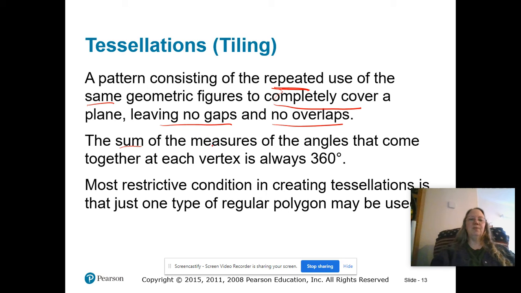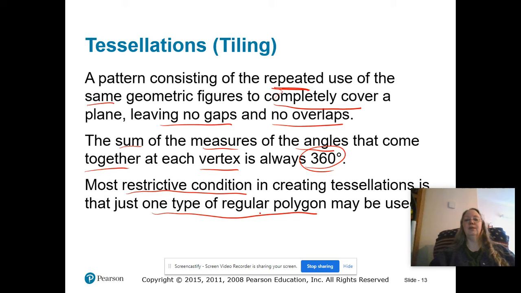Now, the sum of the measures of the angles that come together at each vertex is always going to be 360 degrees. I'll show you on a picture on the next slide why it has to be 360. The most restrictive condition is using just one type of regular polygon. For example, squares, right? They're all squares. I think you can also do it with hexagons.